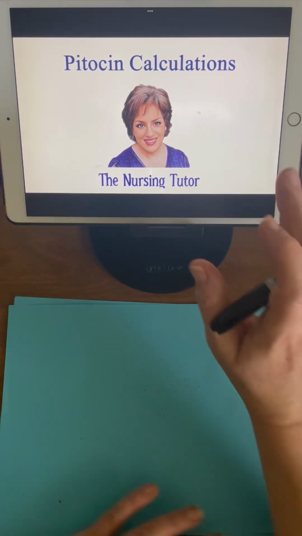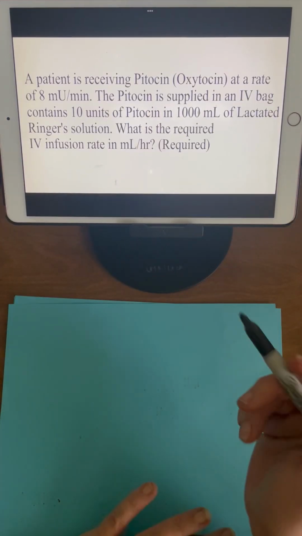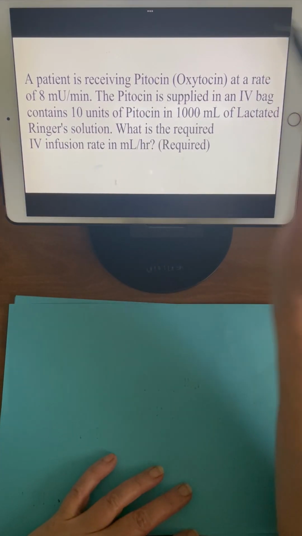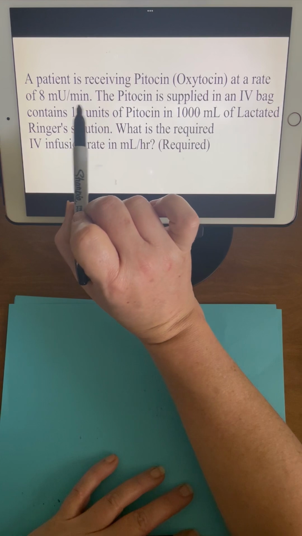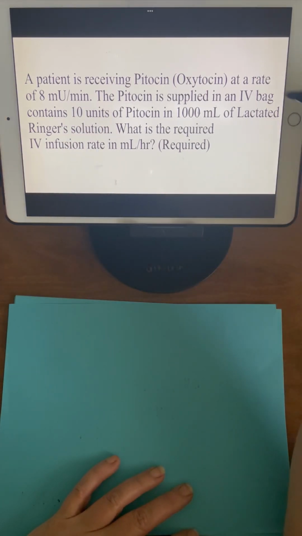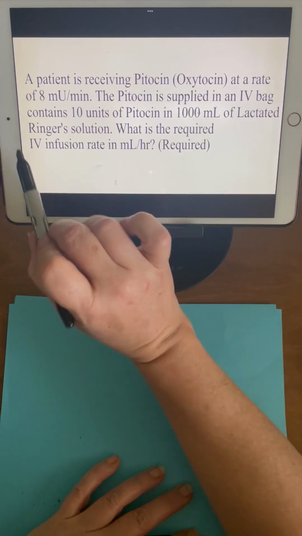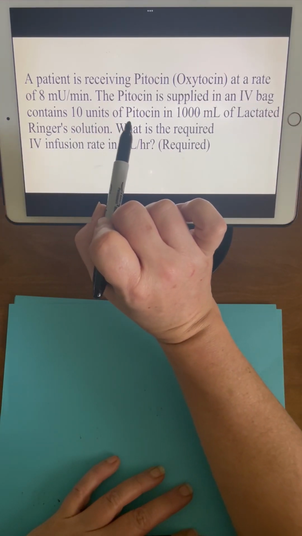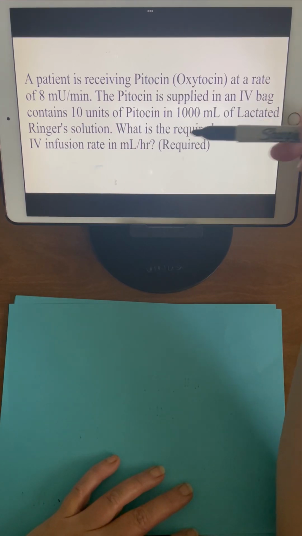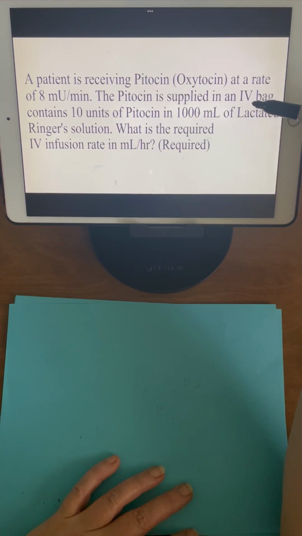I got some Pitocin problems for you. Here we go. A patient's receiving Pitocin or oxytocin at a rate of 8 milliunits per minute. You're not freaking out. The Pitocin is supplied in an IV bag that contains 10 units of Pitocin and 1,000 milliliters of lactated ringers. What is the required IV infusion rate in milliliters an hour?